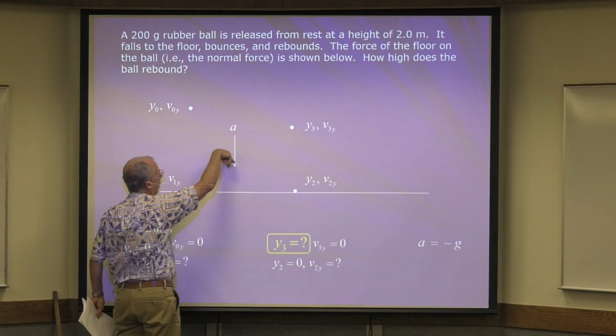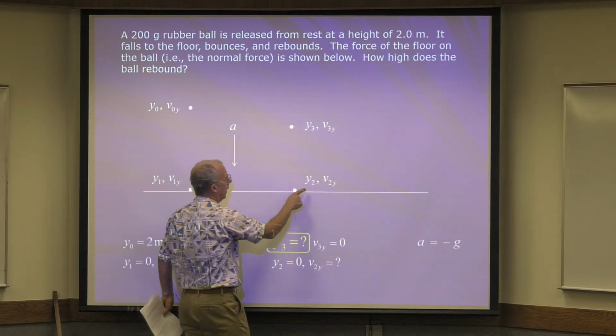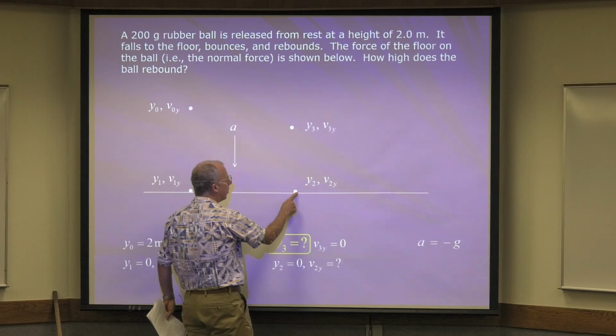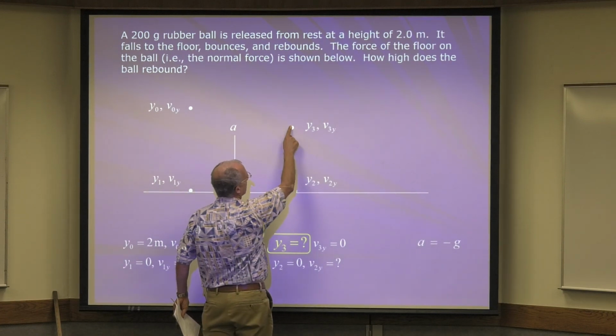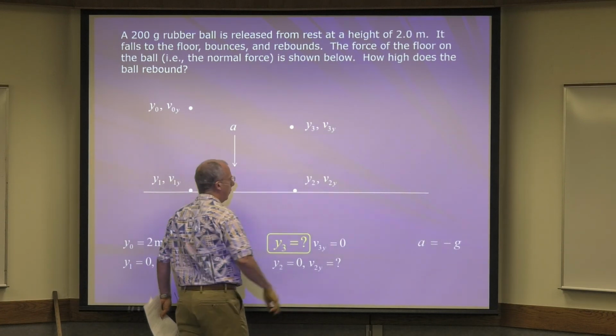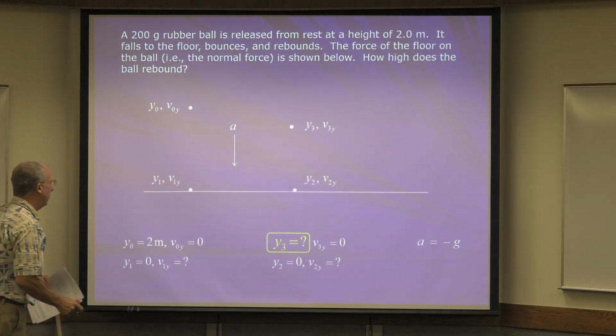This is during the free fall, right? Well, we'll get to that, don't worry. This is y2, v2y right after the collision, and this is where it stops, right? y3, v3y. Okay, so we do what we do.